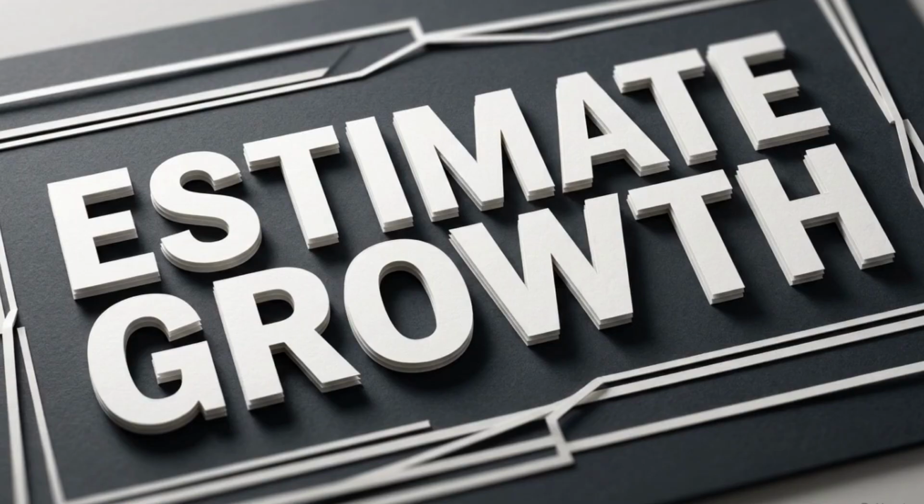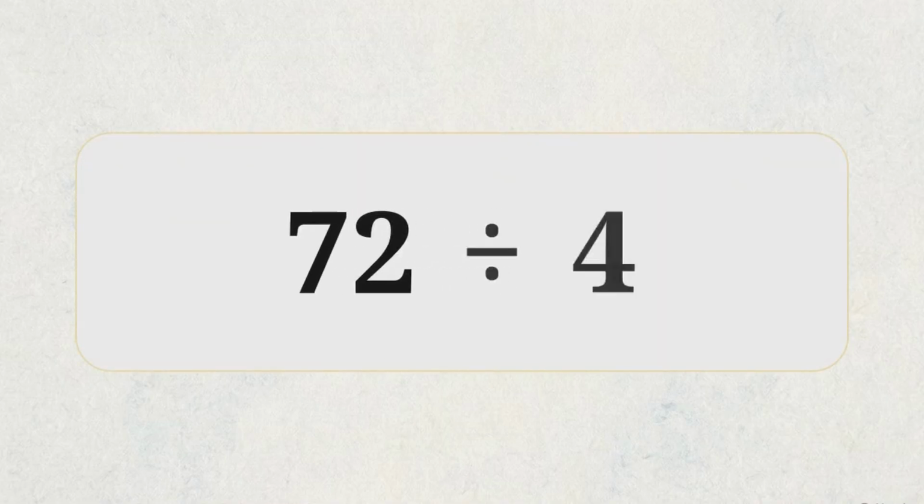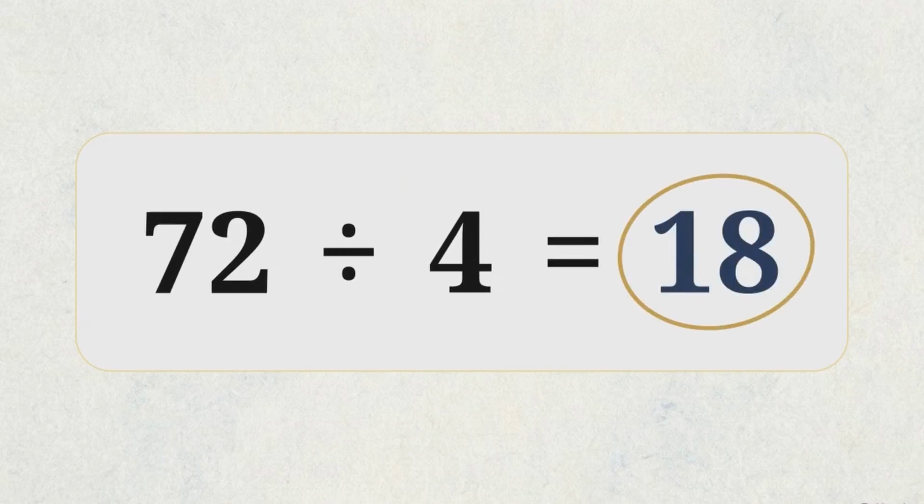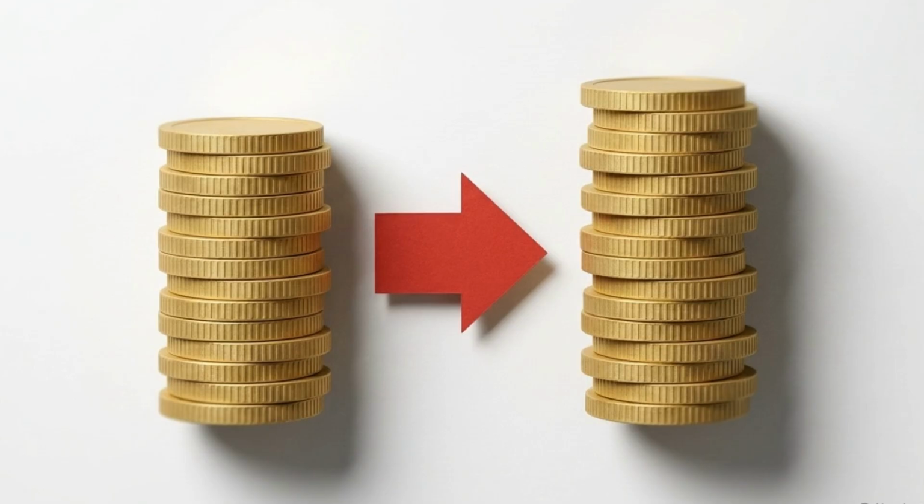If you want a quick way to estimate this growth in your head, you can use the rule of 72. Just divide the number 72 by your interest rate. If you have a 4% interest rate, 72 divided by 4 is 18. That means it will take roughly 18 years for your money to double.